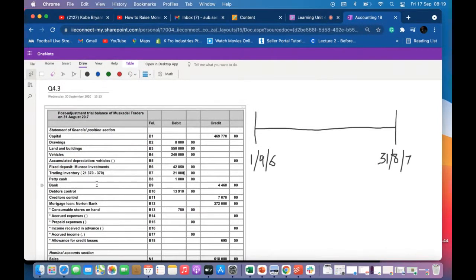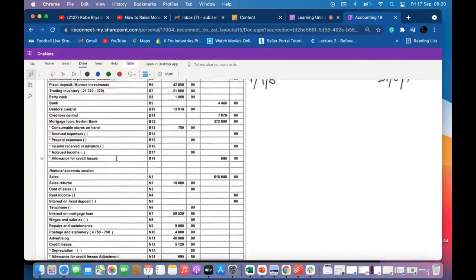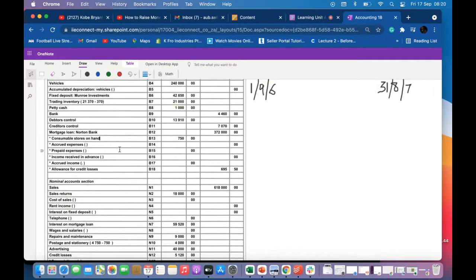Okay, where are we? Postage, where are you? So in the pre-adjustment trial balance, we see postage and stationery was 4,750, okay? But now we know that we have some of this on hand which was not used, so we're subtracting that. So that's going to leave us with 4,000. Now over here, the next thing we need to do is, so it's not an accrued expense, but it is consumable stores on hand.